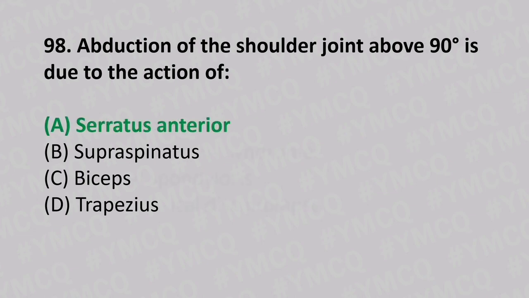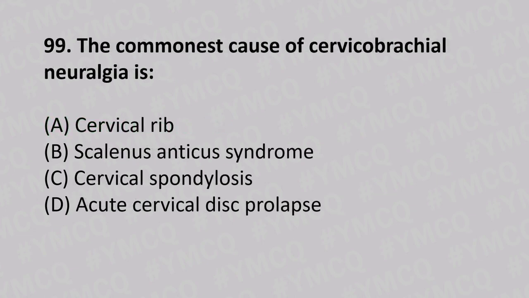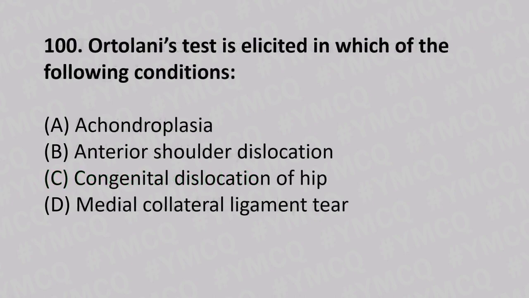Moving to our 99th question, the commonest cause of cervicobrachial neuralgia is: option A, cervical rib; option B, scalenus anticus syndrome; option C, cervical spondylosis; option D, acute cervical disc prolapse. And the answer is option C, cervical spondylosis.